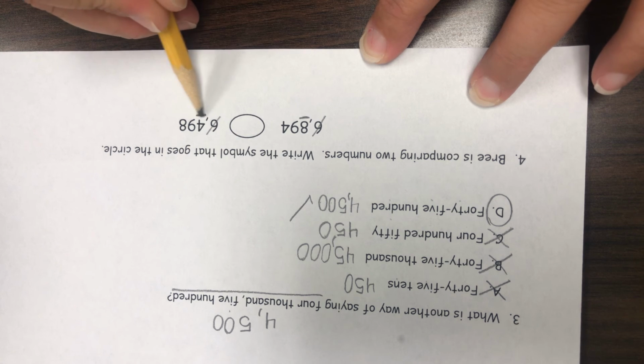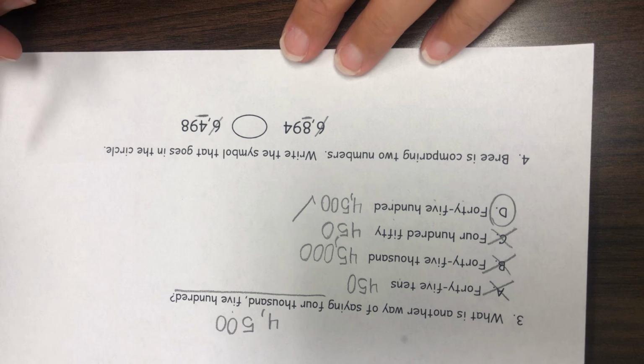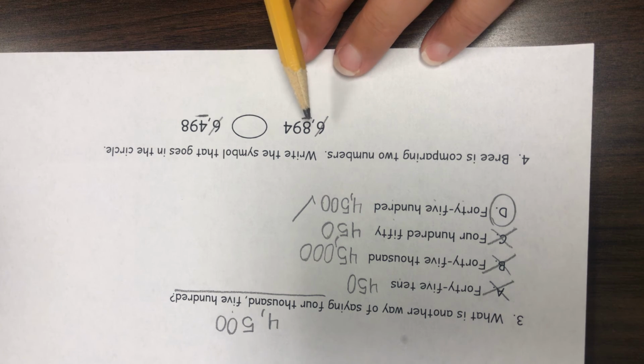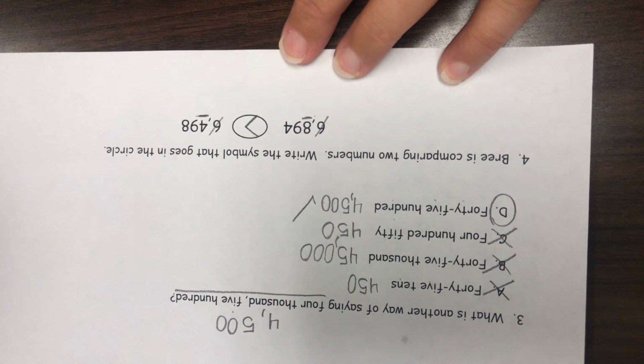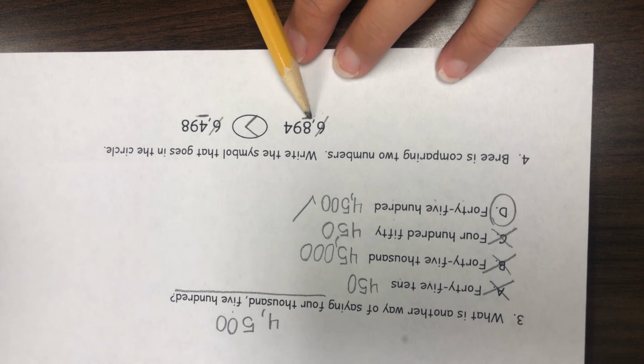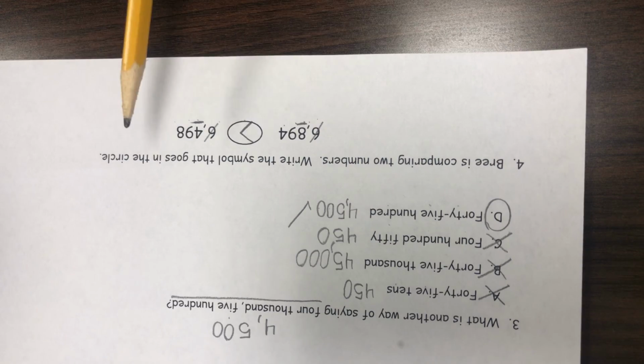Let's go to 800, 400. The 8 in the hundreds place and the 4 in the hundreds place. Which one is greater? 800 is greater. Therefore, this number is greater. So 6,894 is greater than 6,498.